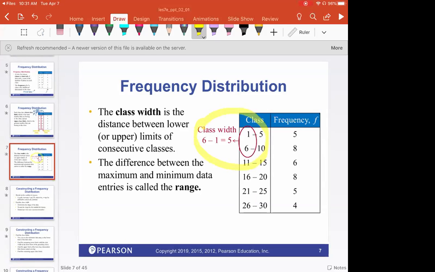So we look at the lower end and we subtract them from the next one to the one before it. So 6 minus 1, we have a class width of 6. I'm sorry, of 5, right? 6 minus 1 is 5. So I know this has a class width of 5. Then to find out the next one, I'll subtract again. So 11 minus 6, we get 5. So that one also has a class width of 5.